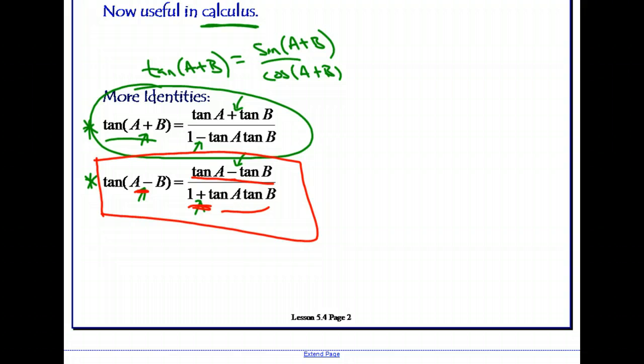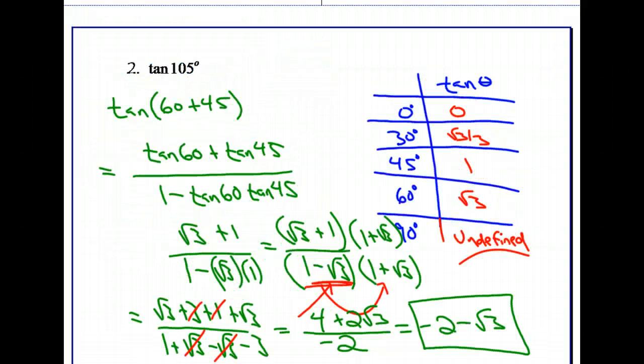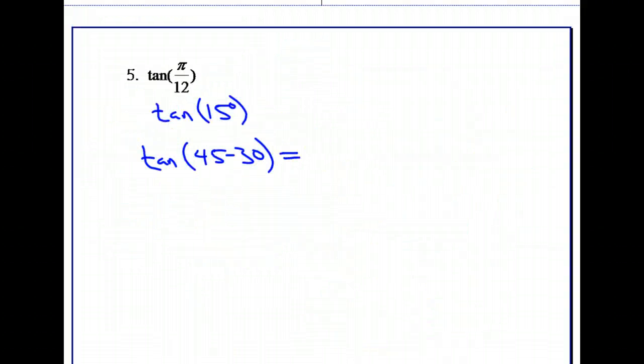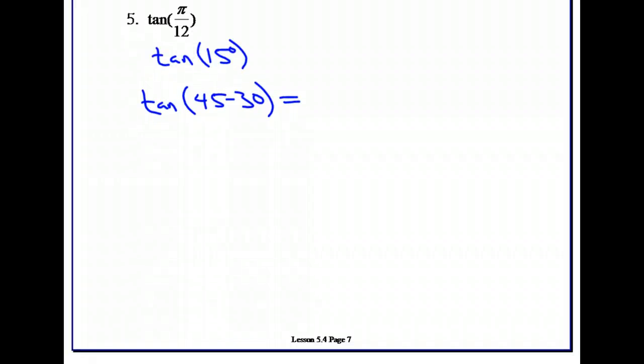Okay, I think you remember that. If not, scroll back. It's in your notes. So here we go. We've got the tangent of 45 minus 30. How did that go again?